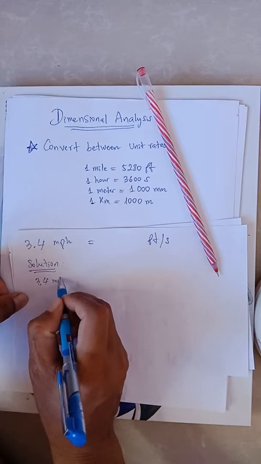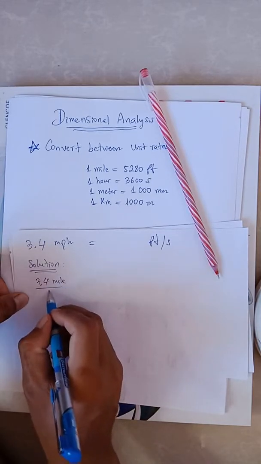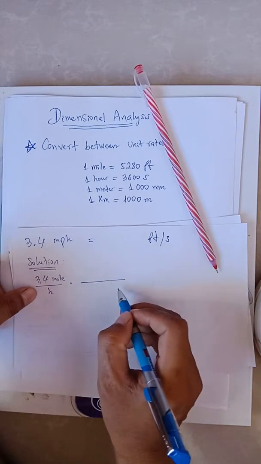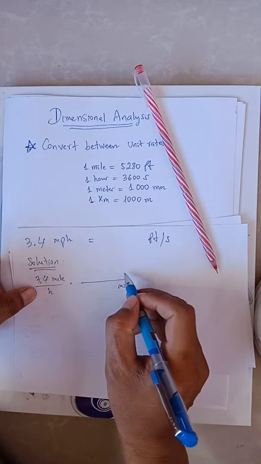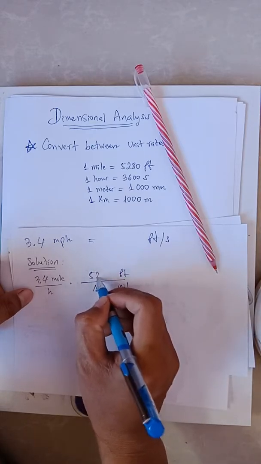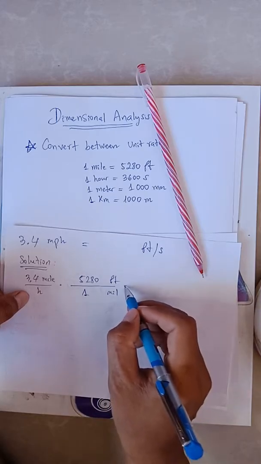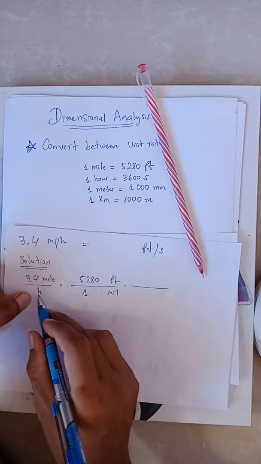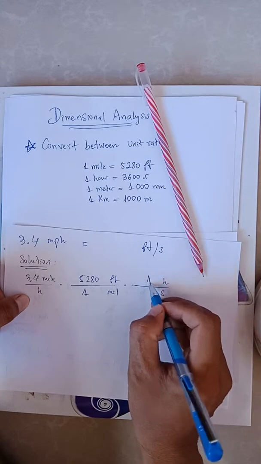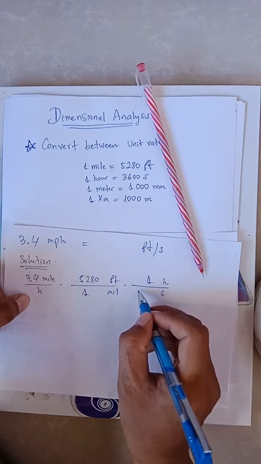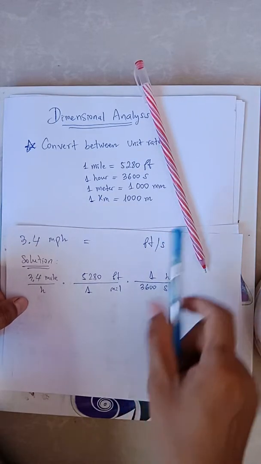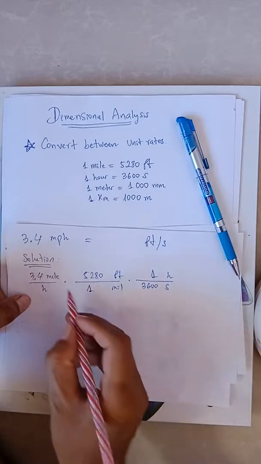3.4 miles per hour multiplied by, now since the mile is up here, you put the mile down here, and feet up. 1 mile equal to 5,280 feet. Then you eliminate the hours. The hour is down here, so you put the hour up here, and seconds down. 1 hour equal to 3,600 seconds.